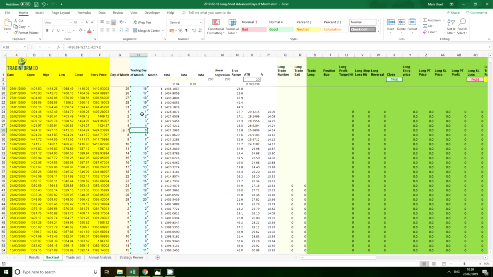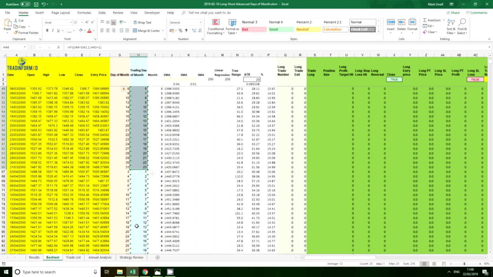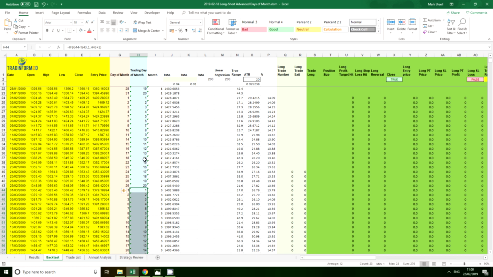Now you can see here, trading day of the month, very simple concept. We just start on literally the first trading day and we count upwards. So February we had 20 trading days. If I start here, we can see that in March we had 23. And so on. Very simple concept. We do this, as I said previously, to avoid the effect of weekends and holidays.